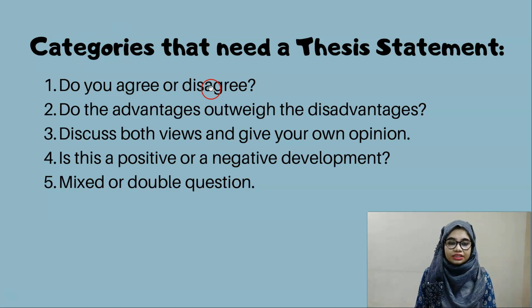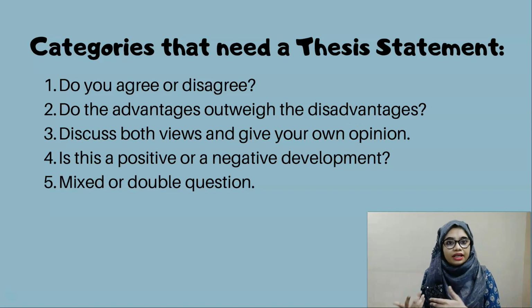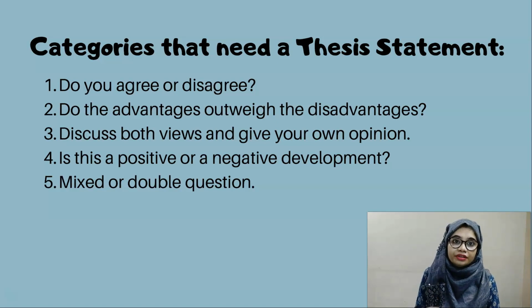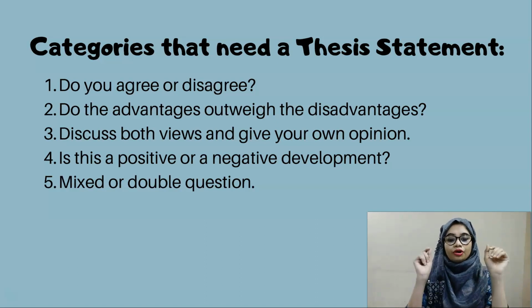So in the do you agree or disagree category, you should write a thesis statement that says, I agree or I disagree. Do the advantages outweigh the disadvantages? The thesis statement will say, yes, the advantages outweigh the disadvantages, or else you would say the disadvantages outweigh the advantages, or you can frame it in any other manner, but you should say which one outweighs the other. Discuss both views and give your opinion. You should talk about which opinion you side with. So are you siding with the first opinion? Are you siding with the second opinion? That is what the thesis statement for this category is about. Is this a positive or a negative development?